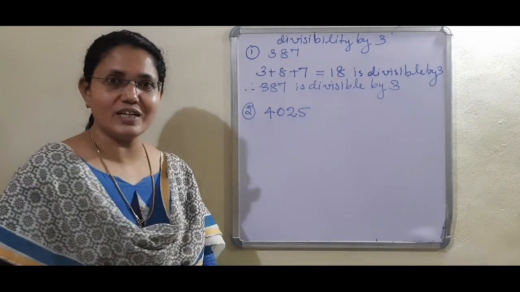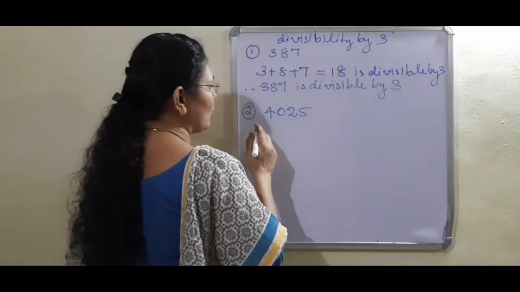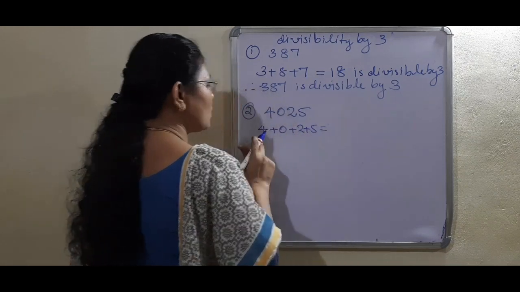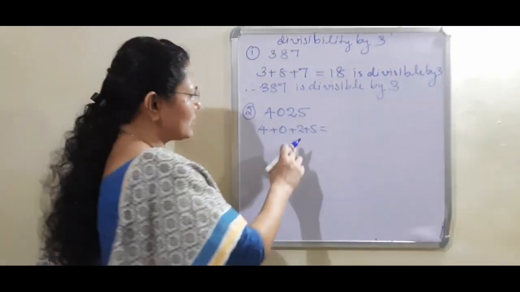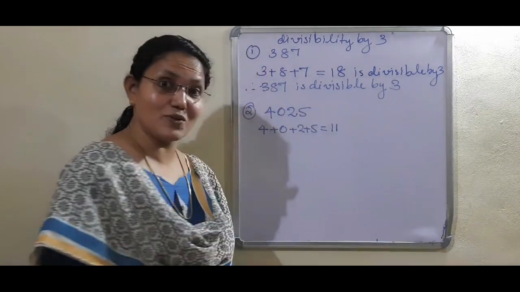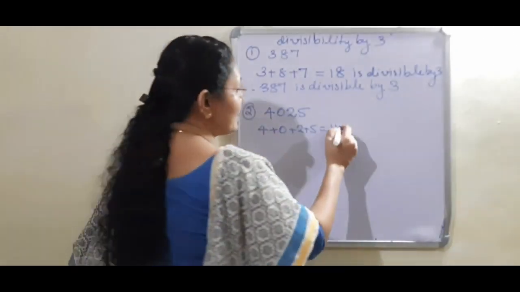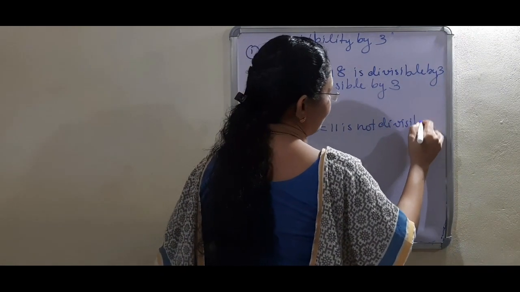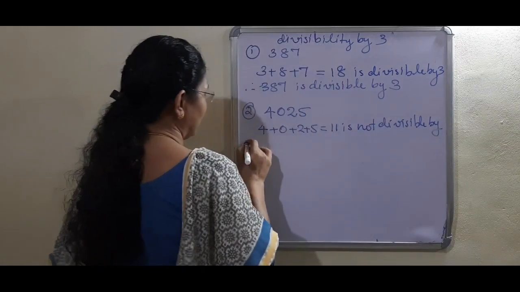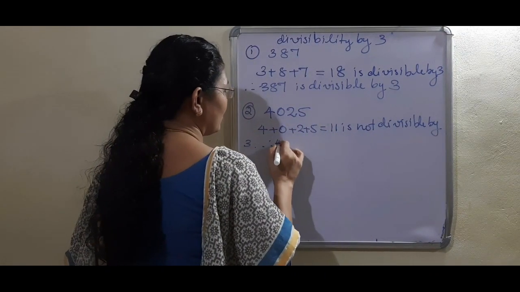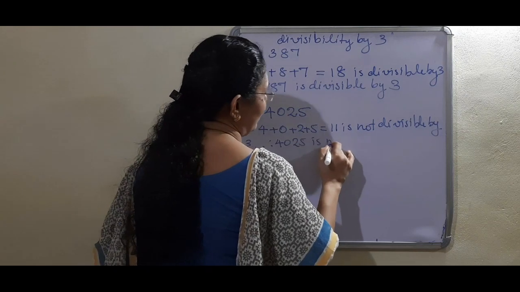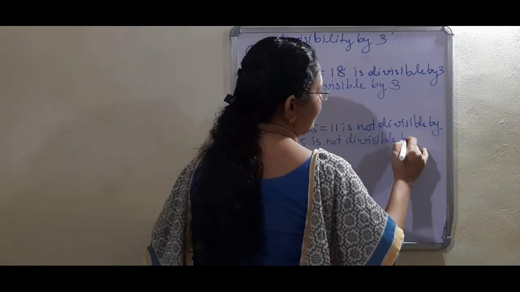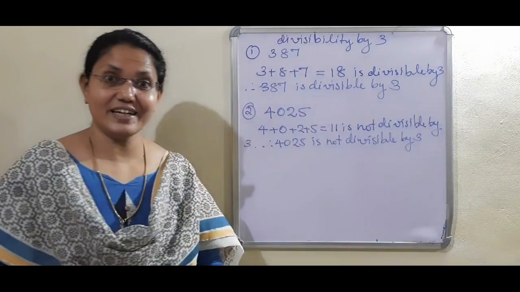4025. We can check it. First, what to do? We should add the digits: 4 plus 0 plus 2 plus 5. What is 4 plus 0? 4 itself. 4 plus 2, 6, 6 plus 5, 11. Is it divisible by 3? No. 11 is not divisible by 3. Therefore, 4025 is not divisible by 3. Did you get the idea now?